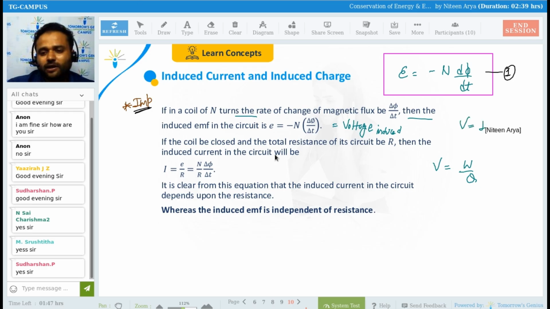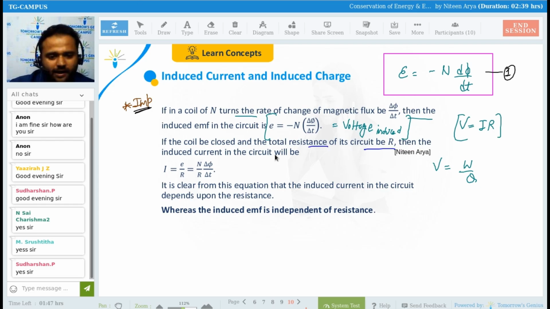So now if it is a voltage, then everything is easy. Using Ohm's law, V equals IR, you can find everything. The main thing is understanding this till here. After this, everything is easy. Okay, don't confuse this small e as an electronic charge. So if the coil is closed and total resistance of its circuit is R, then induced current in the circuit is I, which is V by R, E by R here, N by R, del phi by del T.